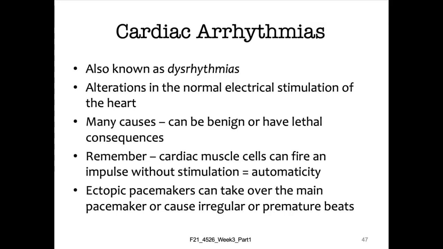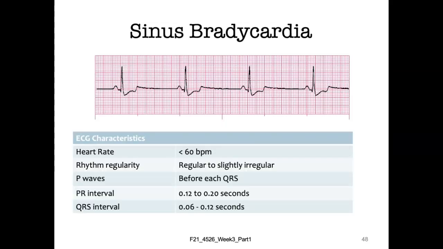An arrhythmia can be as simple as the heart rate being too slow or too fast. The remaining strips that we're going to discuss are considered arrhythmias. Let's begin with sinus bradycardia. So sinus bradycardia is sinus because there is a P wave before each QRS complex, and the conduction intervals are within normal range. The only difference between this strip and the normal sinus rhythm strip is that the rate is below 60 beats a minute.